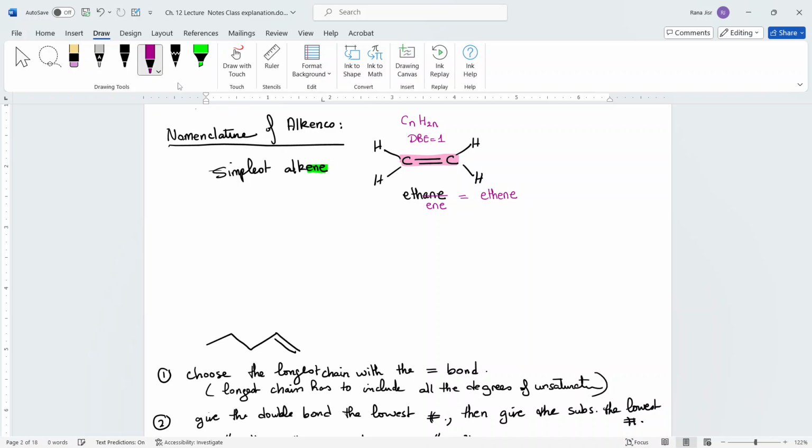This is an IUPAC name. So whatever I named right now is called an IUPAC name, which is the most used type of name. Now the common name, normally common, they don't have any specific rule, so you have to take it as is. So the common name of ethene is called ethylene.